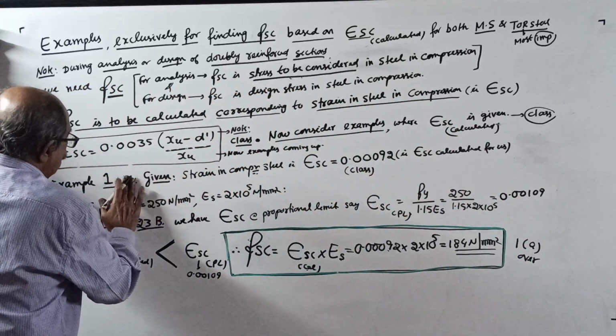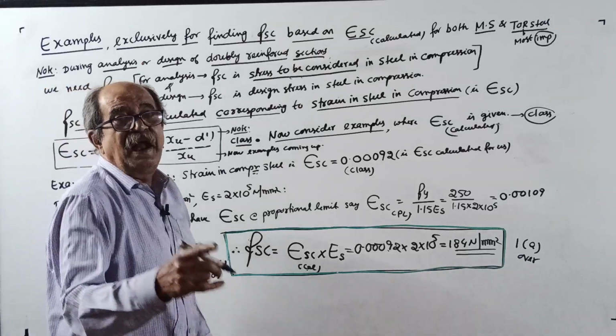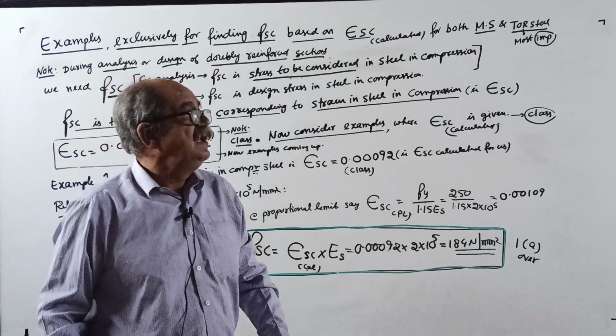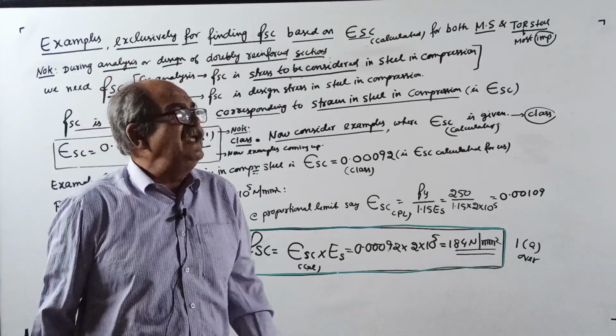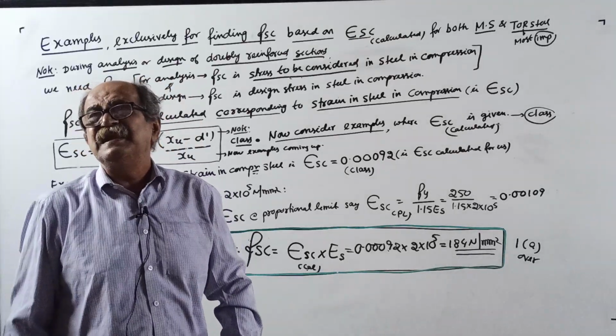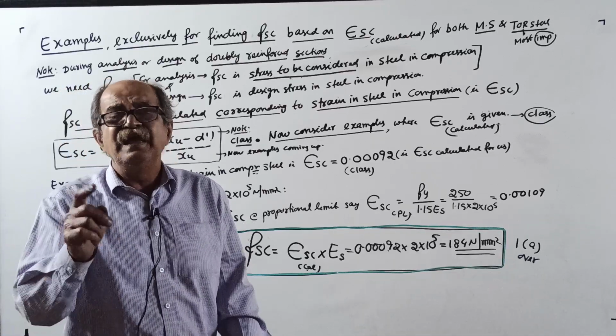Question, now only write. Question 1B. I don't want to waste time. Write the question first. I'll dictate. Find, once again same thing. Now I don't want to waste time telling every time: find stress in compression steel to be considered. I will tell you FSC. You write fully.